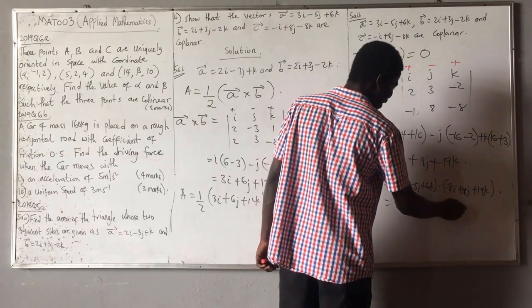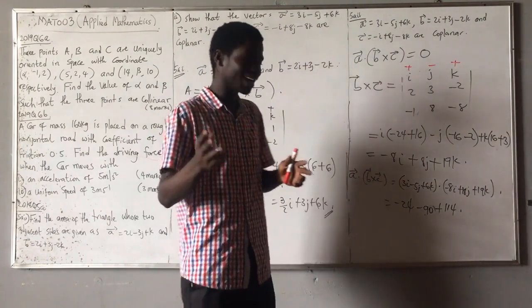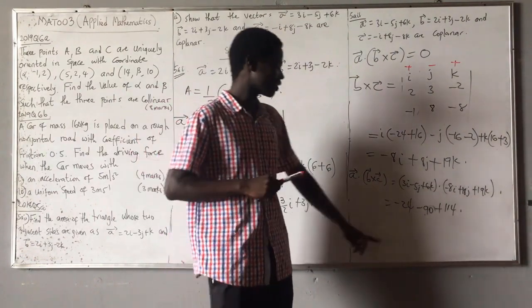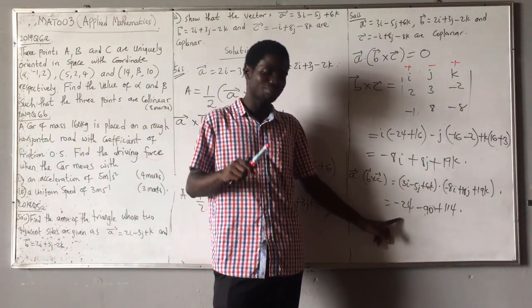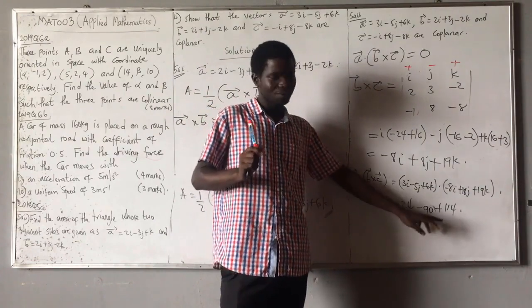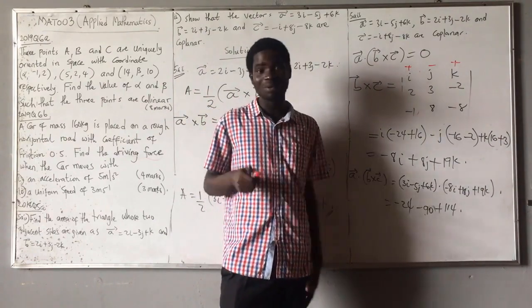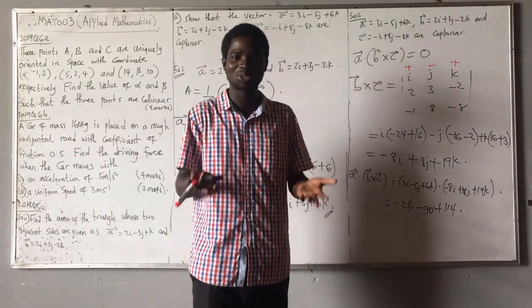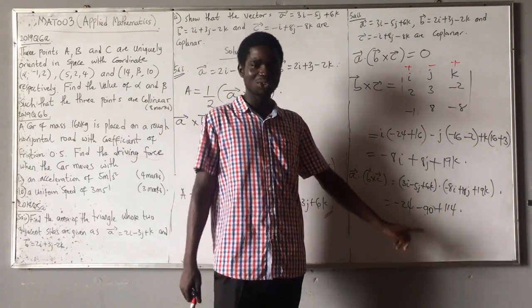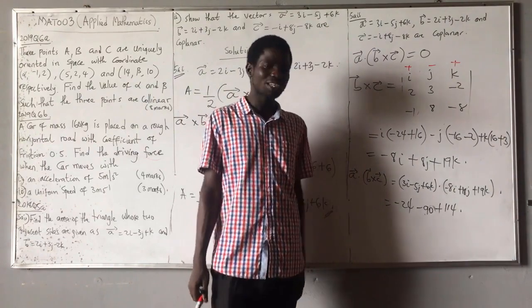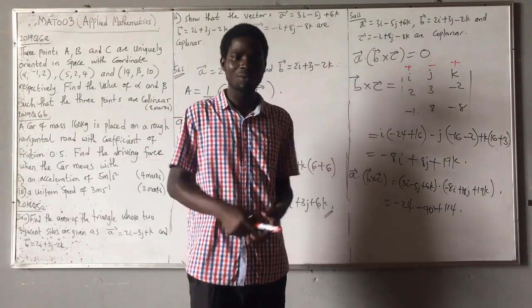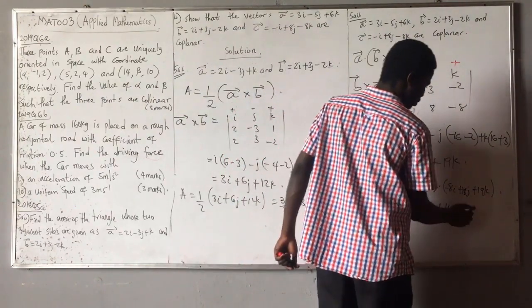So now, how do I see my mistake? Let me tell you how I see my mistake. If I do 40 plus 24, the answer is 64. Minus 64 plus 114 will not give me 0. So that means I'm doing rubbish with confidence, so I have to check. Do you understand? Now minus 24 minus 90 gives me minus 114. Minus 114 plus 114, the answer is 0.